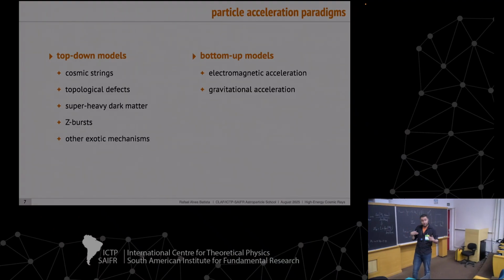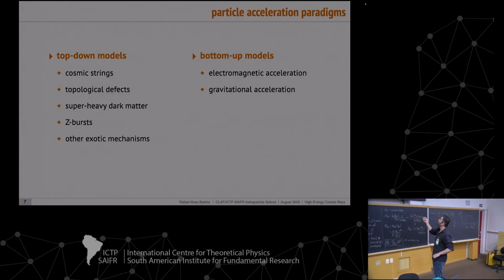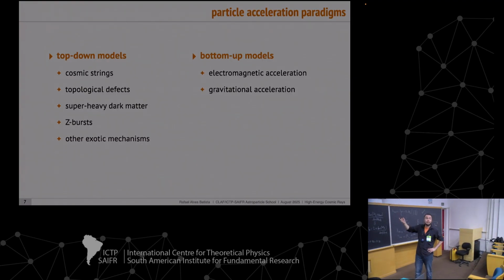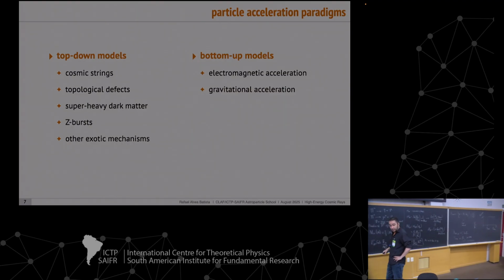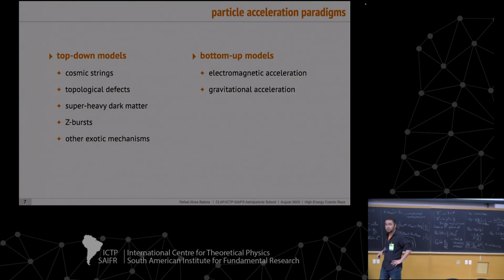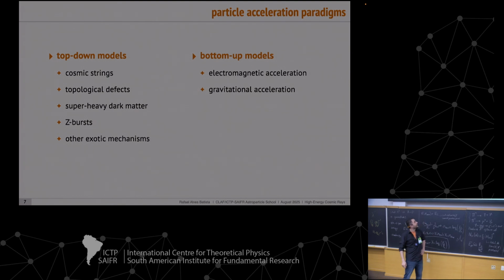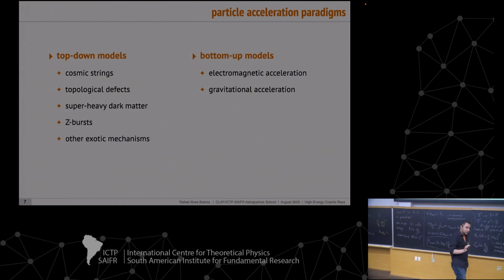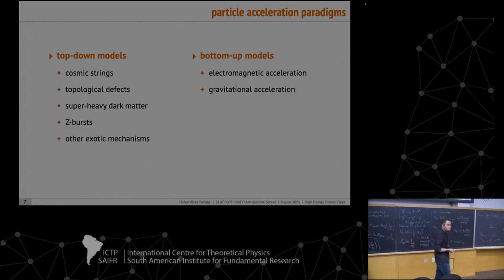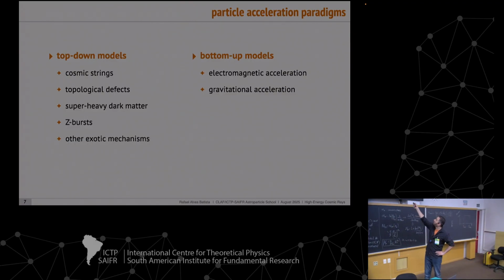Well, we can think about invoking some type of interaction or force to do that. Electromagnetic processes or even gravitational processes, and this is not something you hear a lot. It's also not something I'll discuss a lot. I'll just show you one slide on that. But these are paradigms, okay? The current paradigm, and I think this is for obvious reasons, is electromagnetic acceleration.